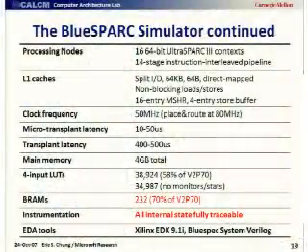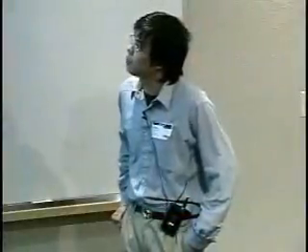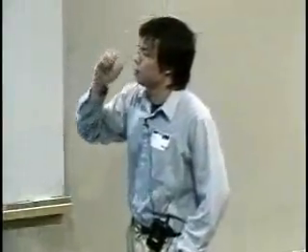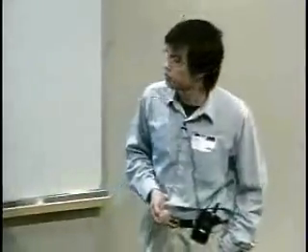These are just more detailed information about the BlueSpark simulator. It's a 14-stage instruction interleave pipeline, and I'll talk on the next slide about why it's 14 stages right now. We implement level 1 caches just to reduce bandwidth to the main memory, and we implement a non-blocking memory subsystem.